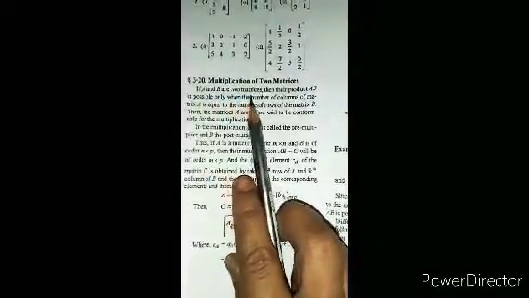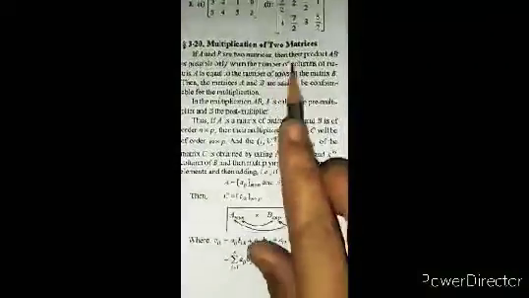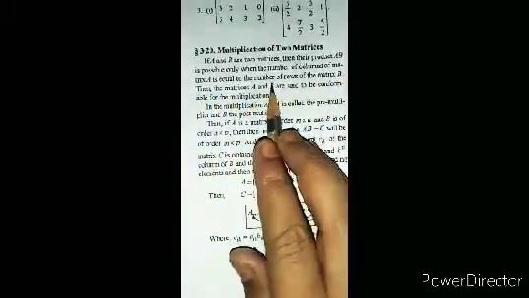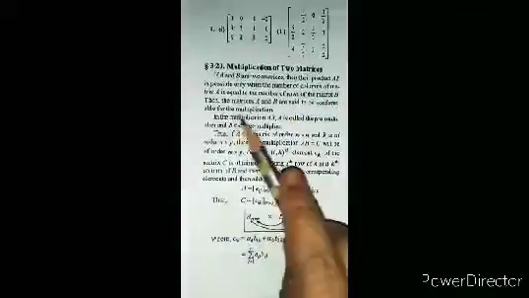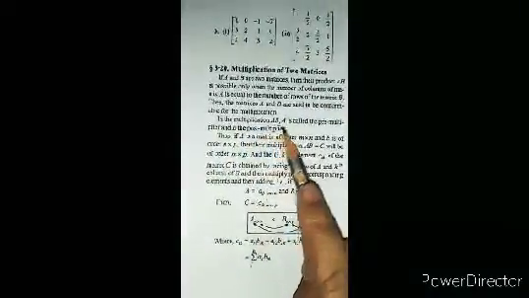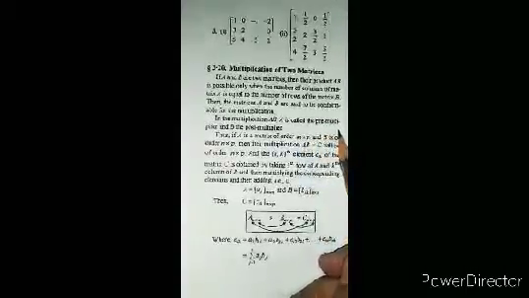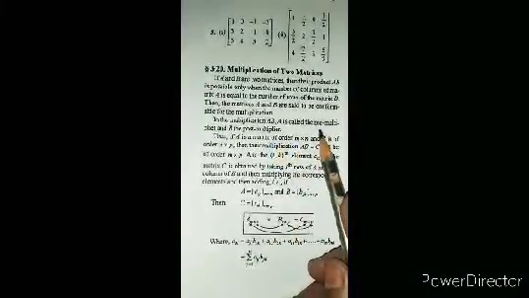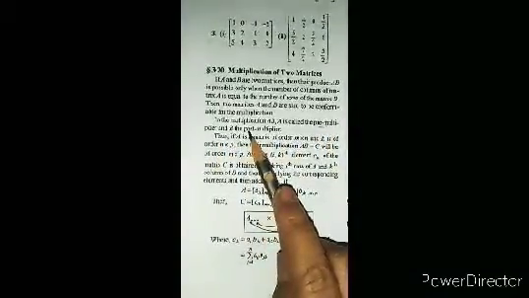So here you see, if A and B are two matrices, then their product AB is possible only when the number of columns of matrix A is equal to the number of rows of matrix B. In multiplication, A is called the pre-multiplier and B the post-multiplier. A we say pre and B we say post.